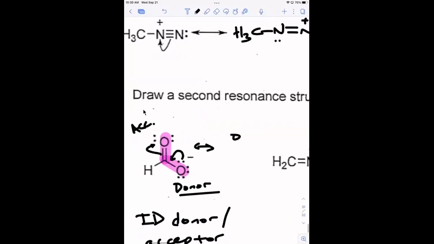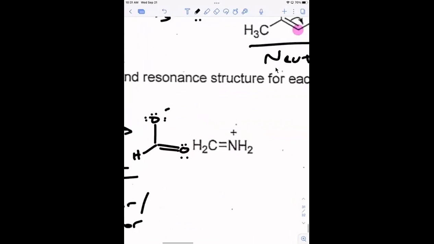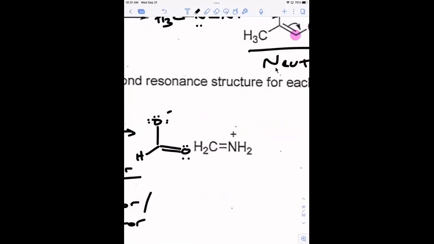So what does the other resonance form look like? Right now, oxygen is negative. We have a double bond here, and then a hydrogen here. Yes or no? Yes, that's correct. All right. Let's go to the next one. What system does that fall under?